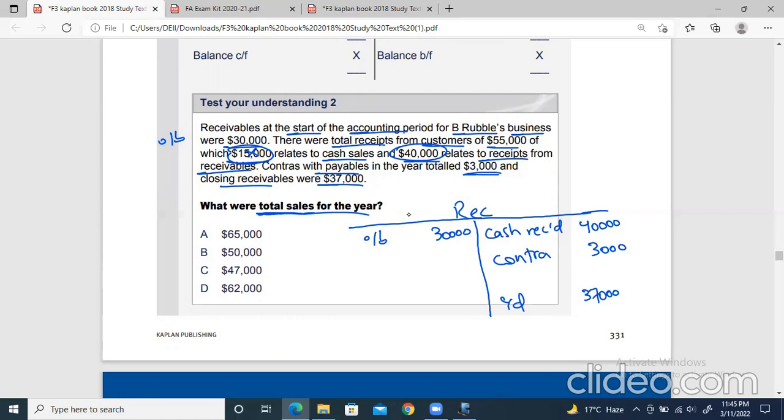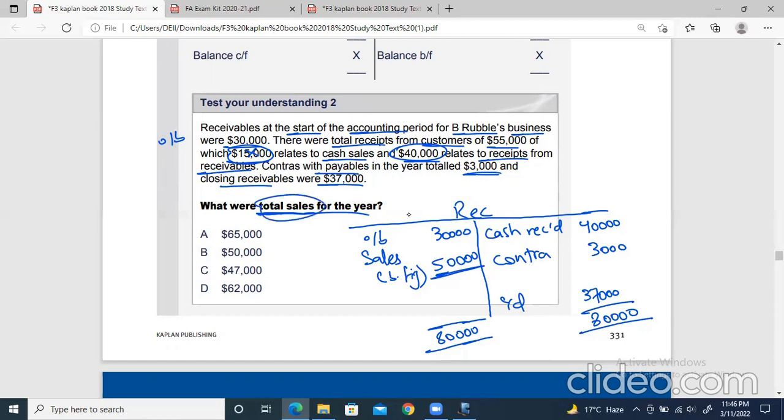Now this account is complete. We basically have to find the sales. This is the balancing figure. Now let's balance this account. The heavier side would be this one, so 37 plus 3 plus 40 is 80,000. 80,000 over here and 80,000 over here. Now we simply minus 30 from 80, which is 50,000. So that means the credit sales are 50,000.